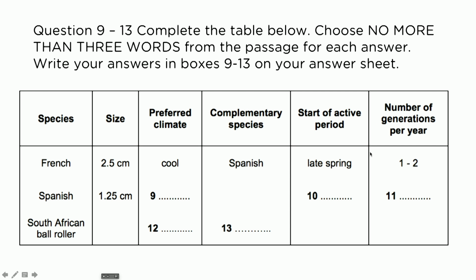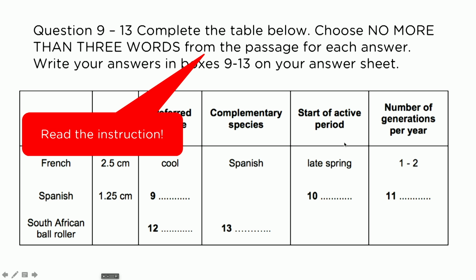It might look something like this, right? That, my friends, is a table. And obviously you can see 9, 10, 11, 12, and 13 with a gap next to them. They are the gaps which you need to fill with words from the text. So the first thing you'll need to do on test day is read the instruction.